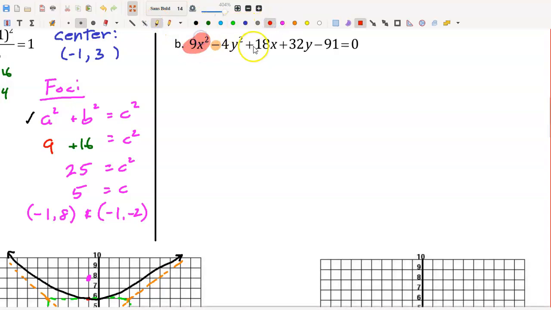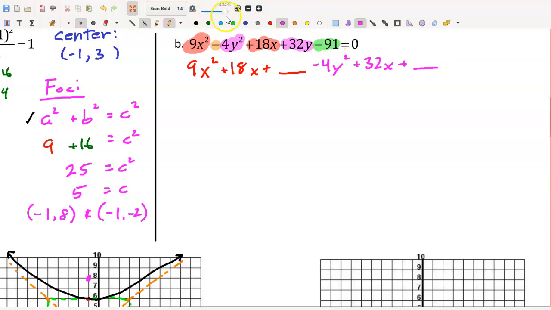So pair the x's together, pair the y's together, and move the number to the other side. That has not changed. Leave space as you go. 9x squared plus 18x. Plus, leave the space. Minus 4y squared plus 32x. Leave the space. And then move the number over, which is going to be positive 91.